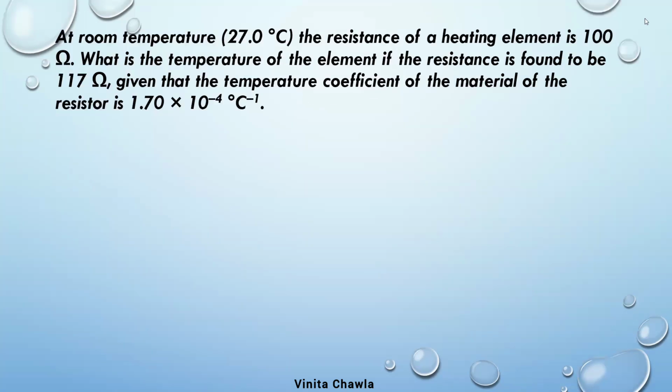At room temperature, 27 degrees Celsius is the room temperature. The resistance of a heating element is 100 ohm. What is the temperature of the element if the resistance is found to be 117 ohm, given that the temperature coefficient of the material of the resistor is this? Try this question.